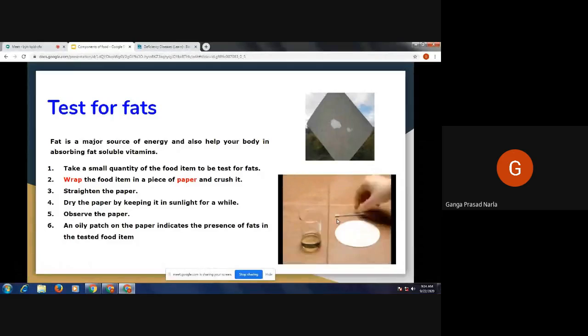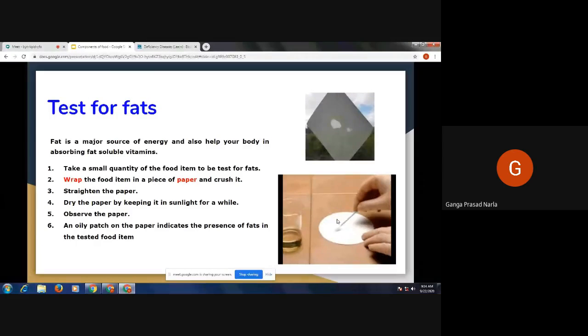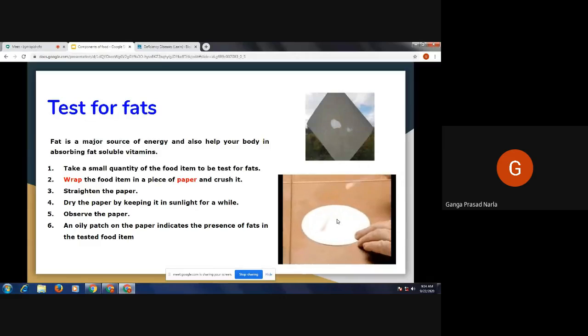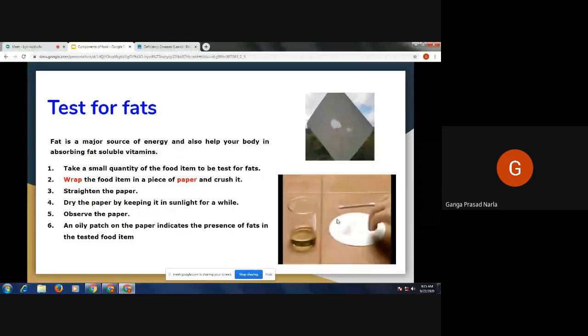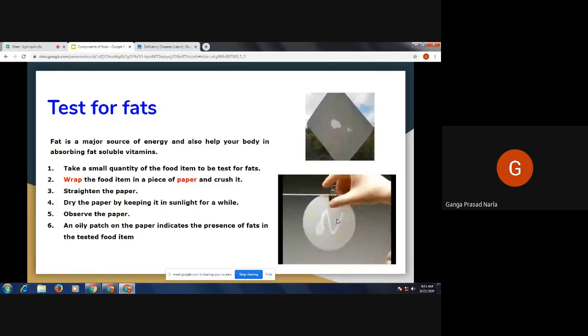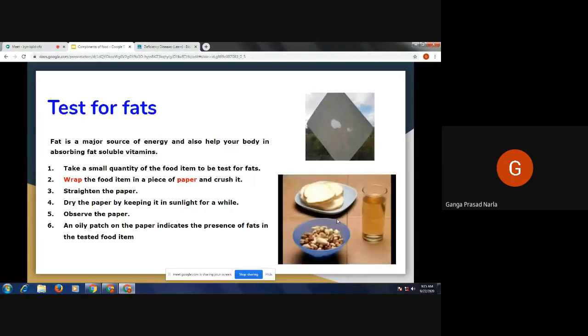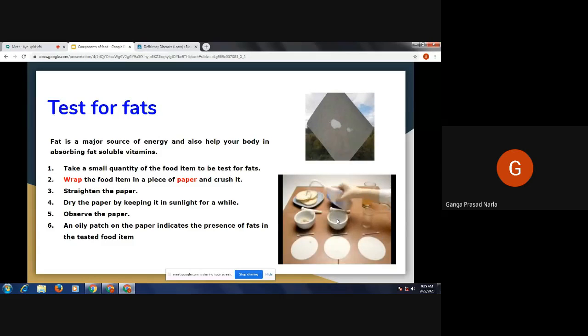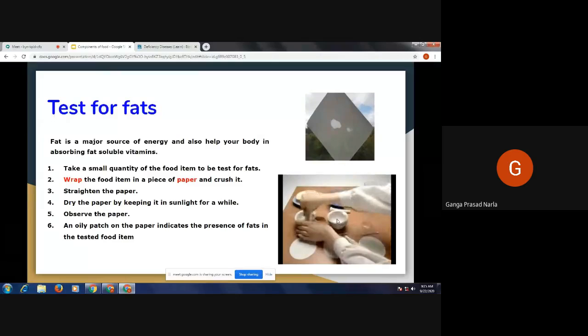So we need to take a small quantity of food item for testing, like oil, groundnut, coconut, anything you want to take. Wrap the food item in a piece of paper. Take a piece of paper and wrap the food item in it, and crush or mash it.